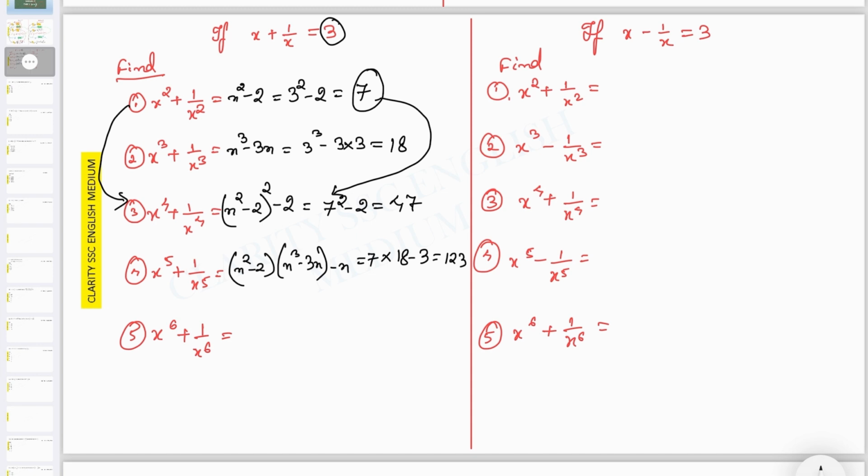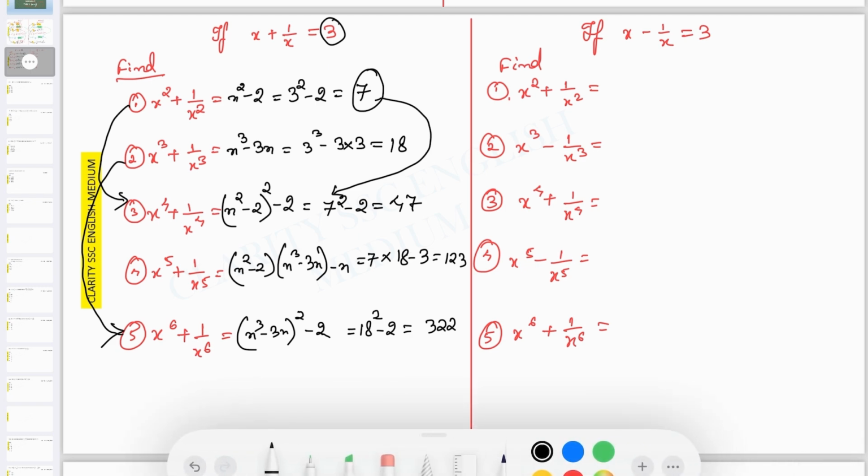And to find x to the power 6 plus 1 by x to the power 6, this one, square minus 2, cube. 18 cube minus 2 will be the correct answer. Here, what? 18 square minus 2. That means 324 minus 2, which is 322, is the correct answer. If we need to write the formula, then n cube minus 3n whole square minus 2. You don't need to remember the whole formula. You need to remember the formula of the square and the cube.